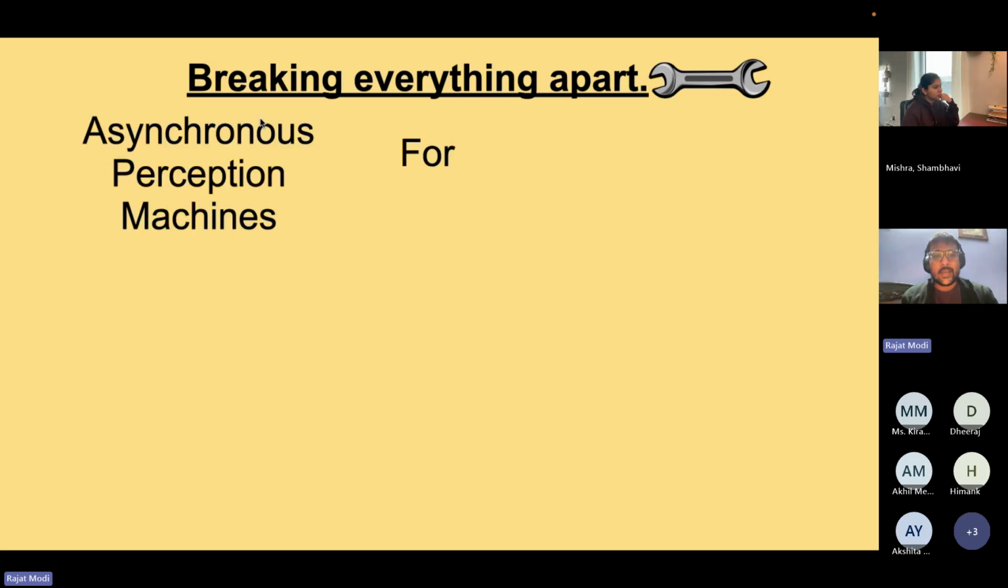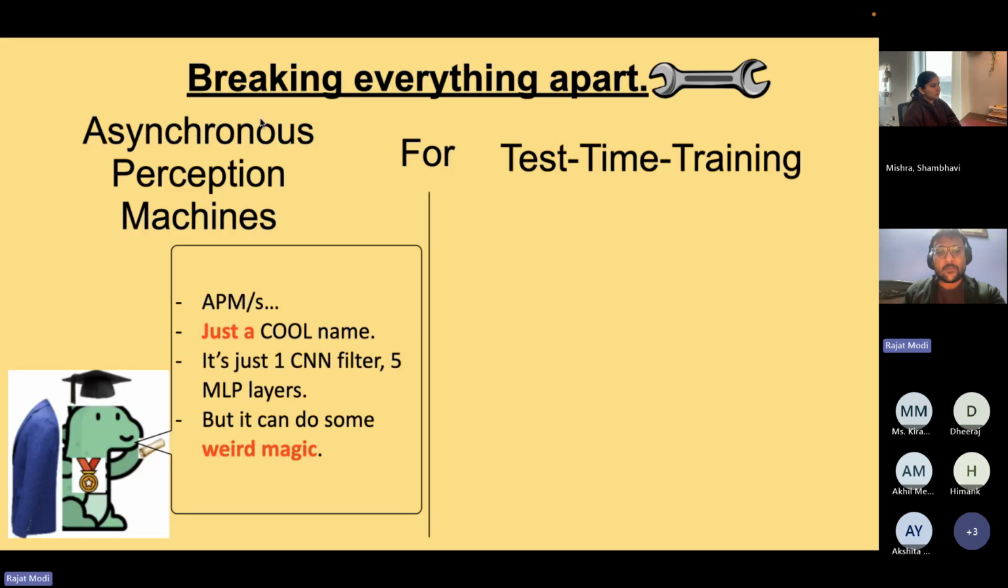If you look at the title of the paper, it's divided into three parts. One is Asynchronous Perception Machines for Test Time Training. If you break the title apart, what it says is that there is this new architecture and it's not very fancy. It's just one CNN filter and five MLP layers. There is nothing great about this architecture, right? Just one CNN filter and five MLP layers.